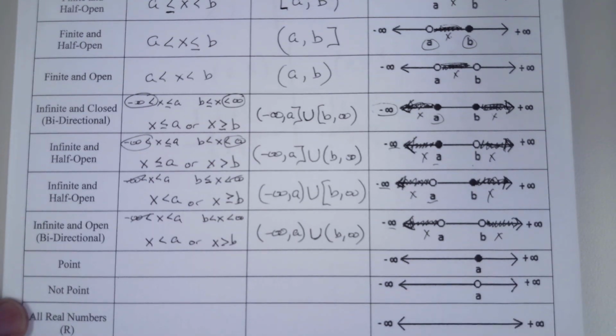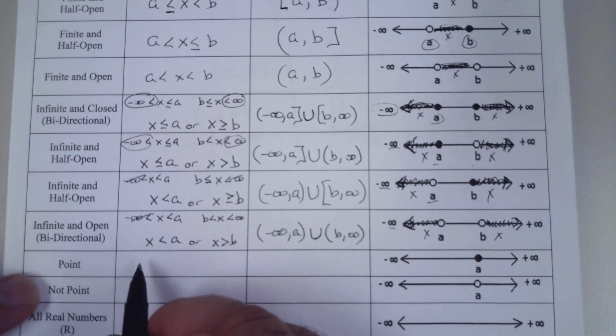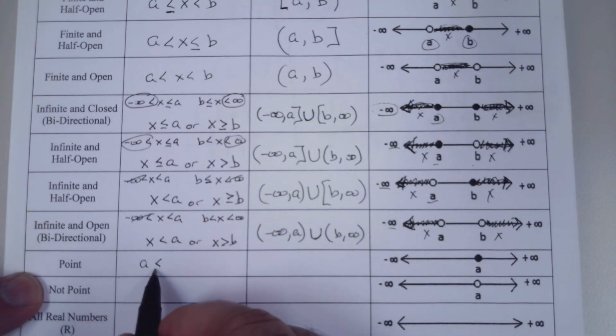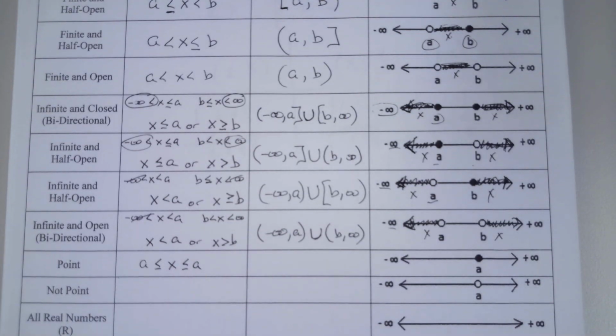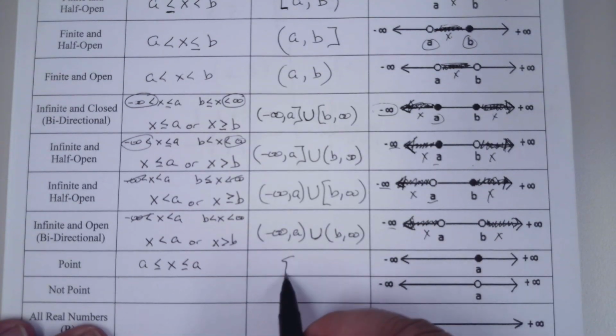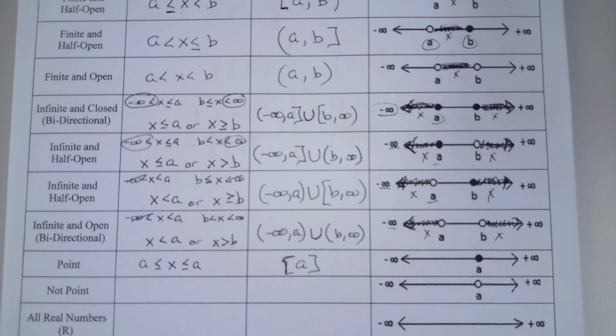When you have a single point, x is between a and a. That's how you represent a point. One single number.